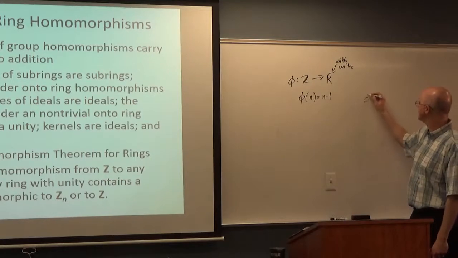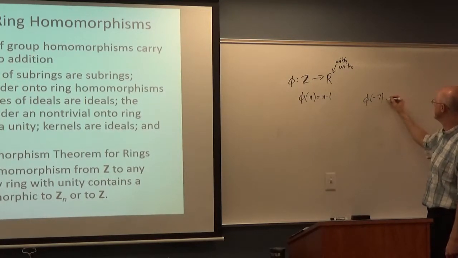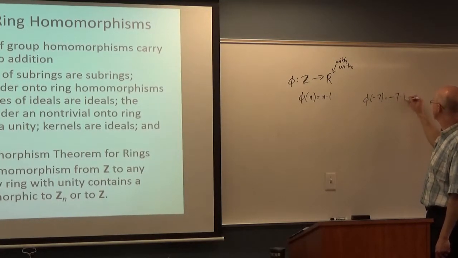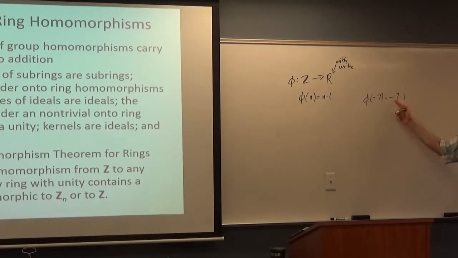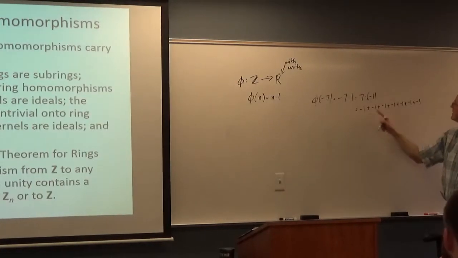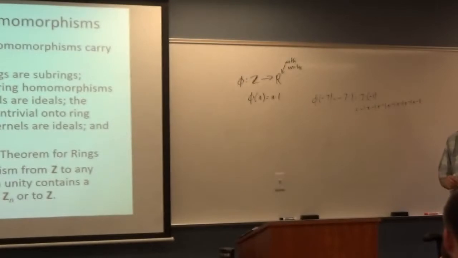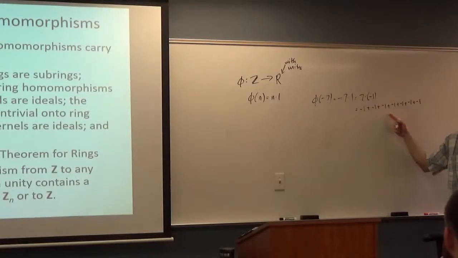If n is negative, say -7 for example, what does -7 times 1 mean? Again, that's not the ring multiplication. It means, well, you can write it this way. It means the additive inverse of 1 added to itself 7 times. That's not necessarily the number -1. This is a ring element, in an arbitrary ring with unity 1.